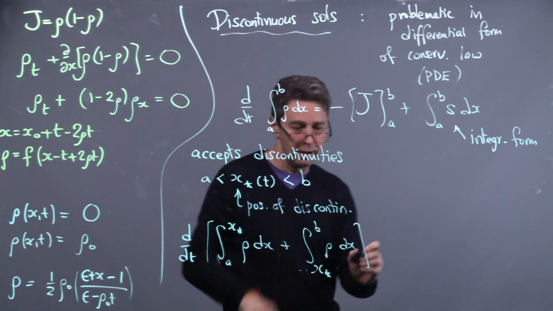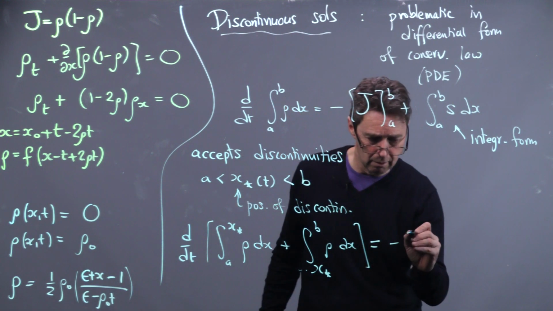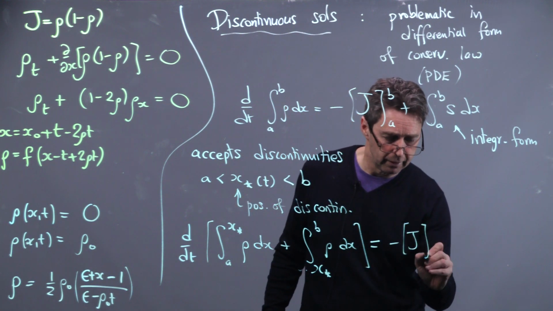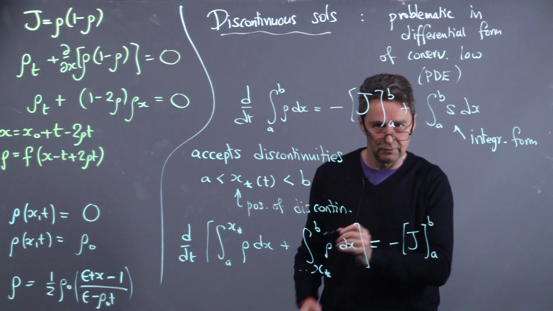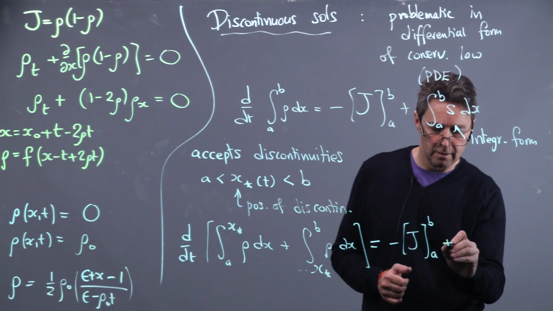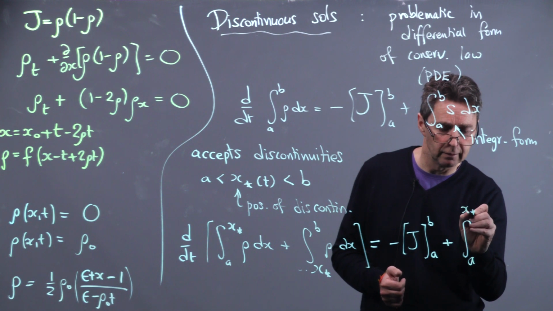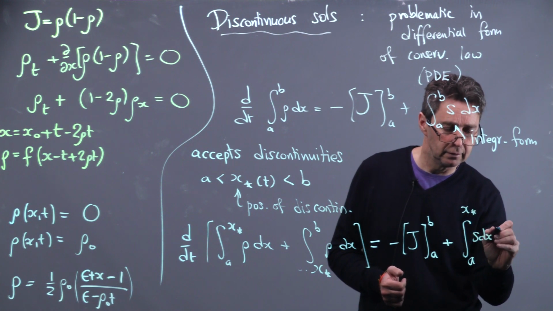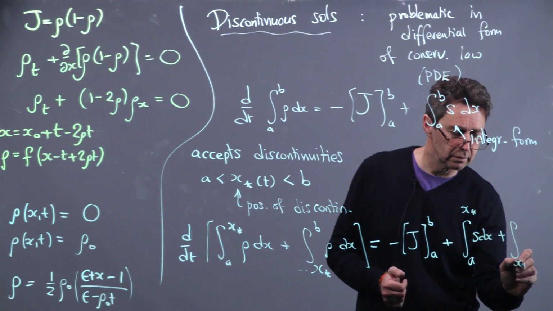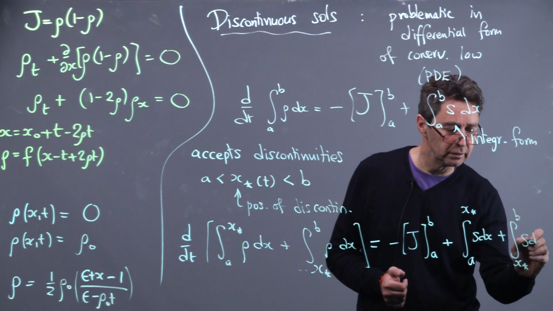Right, so that's what I get there. This thing doesn't care. That's still the flux difference between A and B. And then here I can do the same thing. I can go from there to there: the integral of s dx from a to x star, plus the integral of s dx from x star to b.